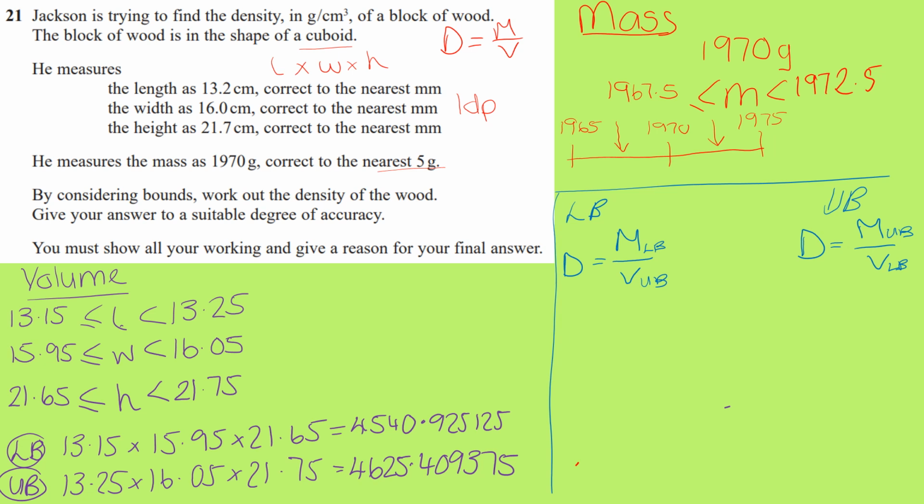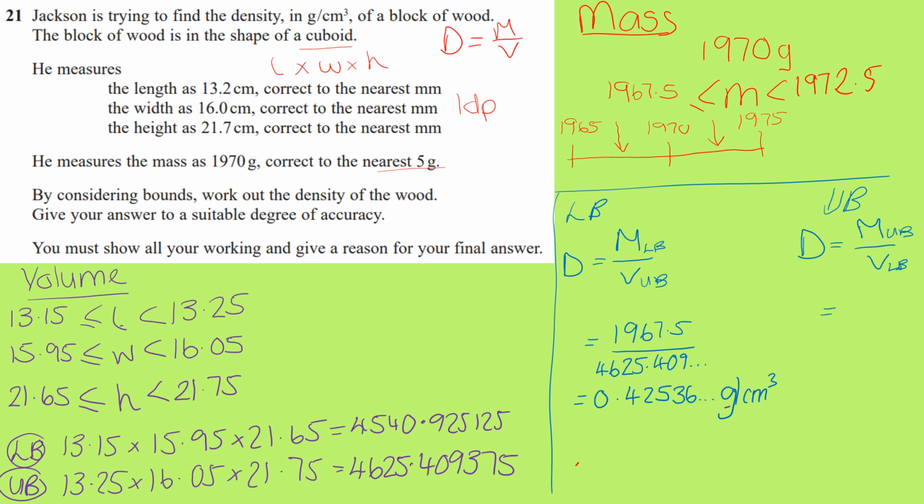So now the last step, we're going to put all of this together. So lower bound of mass was 1967.5, and I'm going to divide that by the upper bound of the volume, which was 4625.409, and I've put all that in my calculator, and that would give me an answer of 0.42536, and it keeps going. Grams per centimetre cubed is density. So don't forget my units.